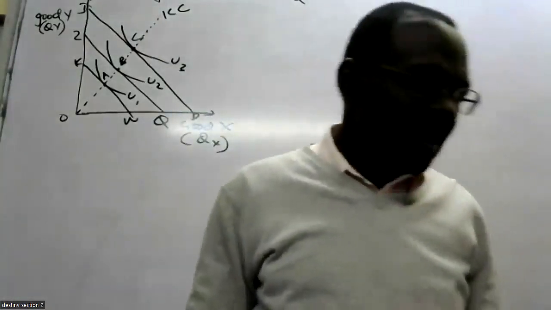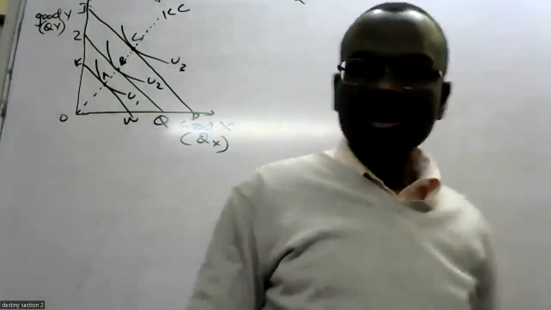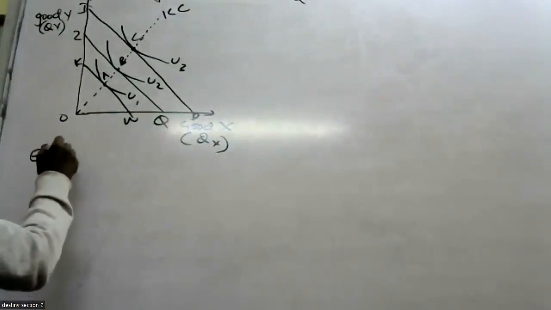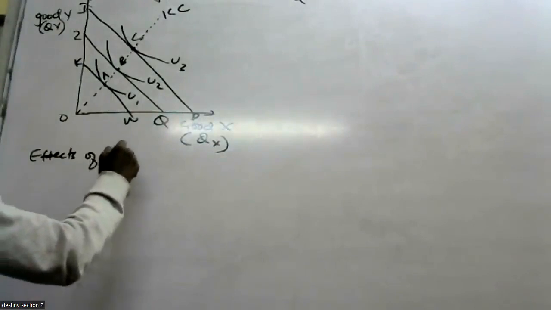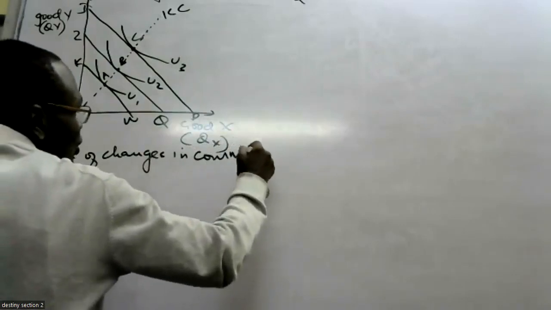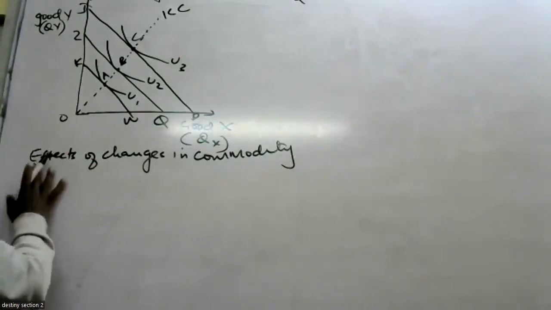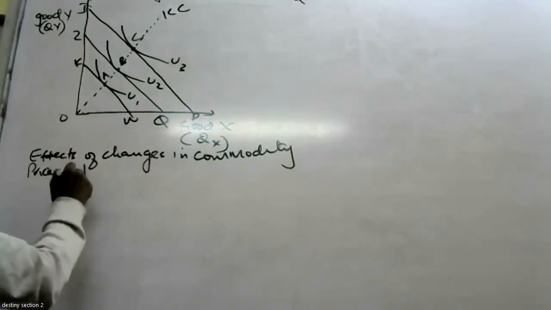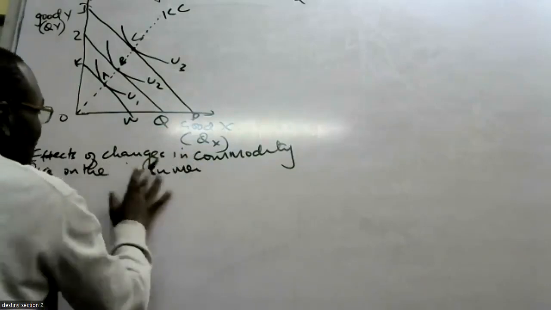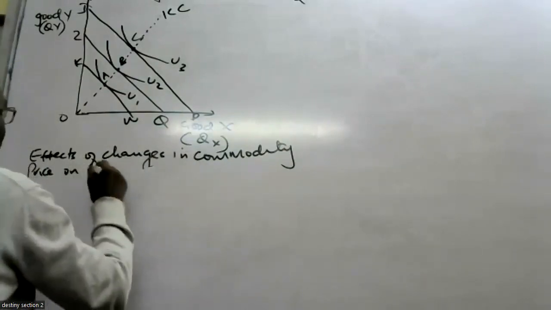Then we also look at the effects of changes in commodity price on consumer equilibrium. So we also look at the effects of changes in commodity price on consumer equilibrium.